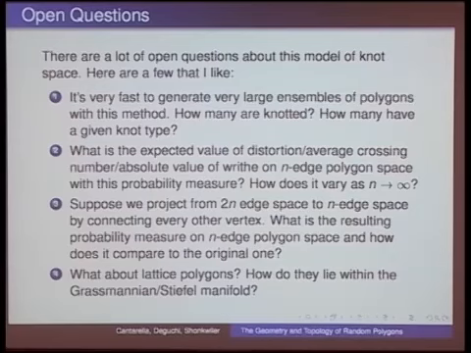Here are some other open questions that I really like. So here's one of my favorites: what about lattice polygons? Lattice polygons in this model are vectors in a Stiefel manifold whose individual coordinates lie among a certain number of possibilities. This is one of those interesting geometry, number theory kind of questions.